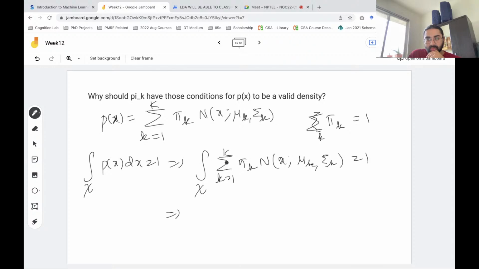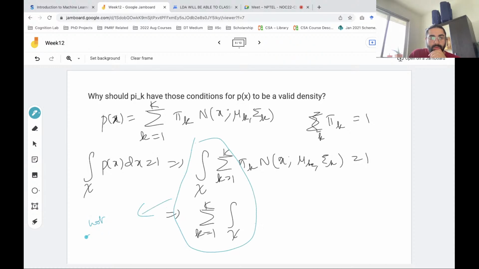Now I can interchange these two, and by the way, it's not always possible. This interchange is not always possible, but here we can do it, because this particular summation is finite. If it is an infinite sum, then you need to use some other sort of thought processes. And this is equal to 1.